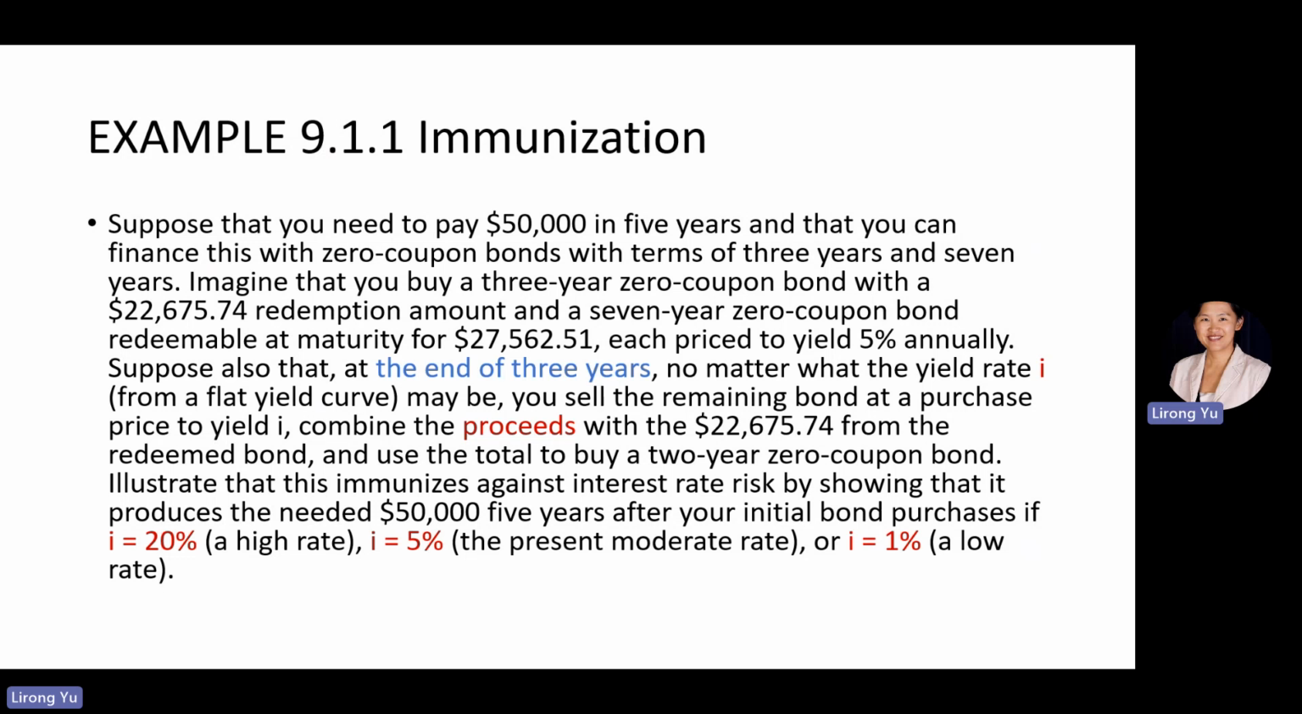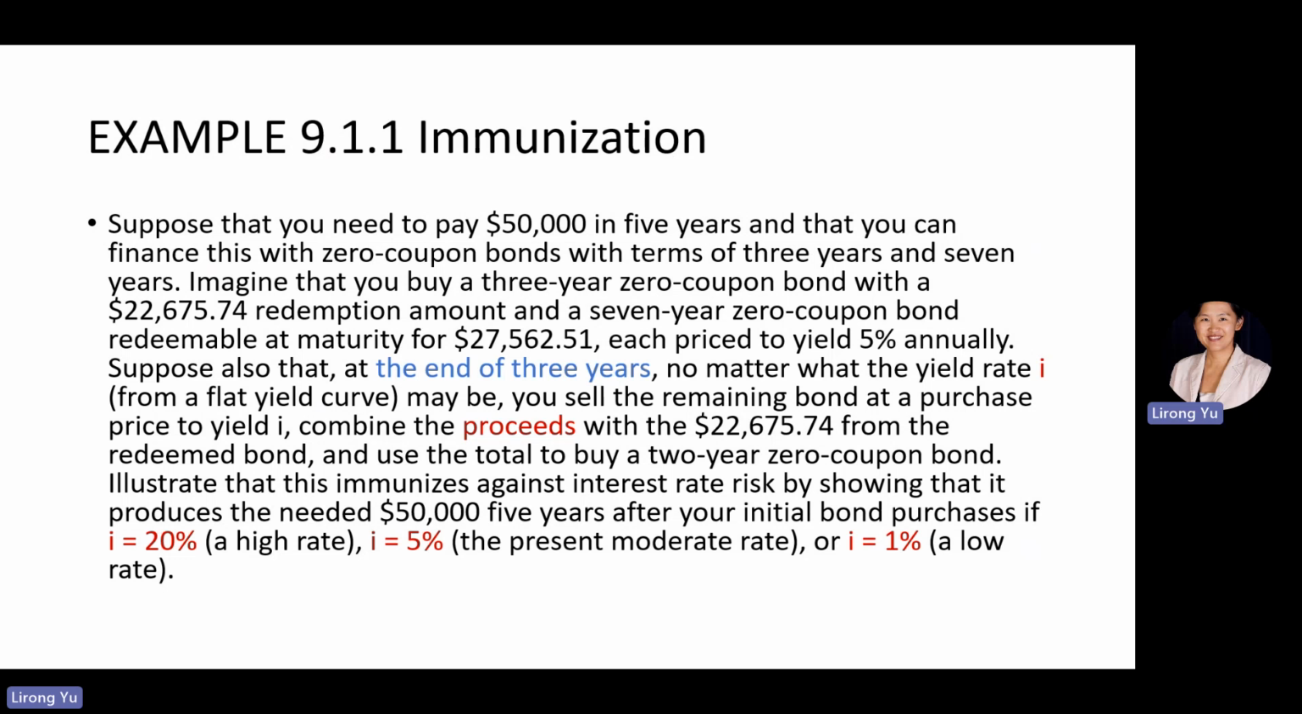Okay, we're gonna start with the example on immunization. Suppose you need to pay 50,000 in 5 years, and you can finance this with zero coupon bonds. So this is matching the example we're talking about before. Imagine you buy a 3-year zero coupon bond with 22,675.74 redemption amount and a 7-year zero coupon bond redeemable at maturity for 27,562.51. And you can see if you combine the two redemption prices, the total is that 50,000. Each one of them is priced to yield 5% annually.